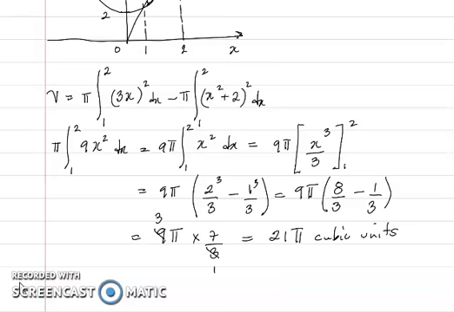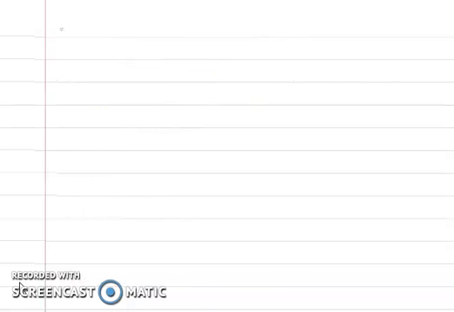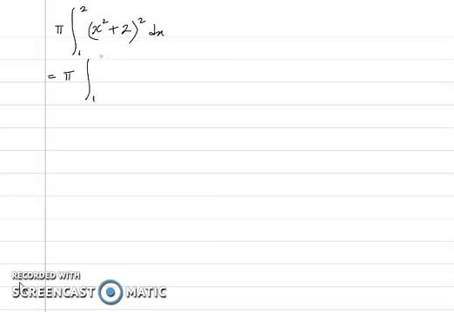Now I have to find the second integral, and then I have to subtract. So the second integral is pi times the integral from 1 to 2 of (x squared plus 2) squared dx. So let's expand this. We have x to the 4 plus 4x squared plus 4, and integrating this with respect to x, this becomes pi.